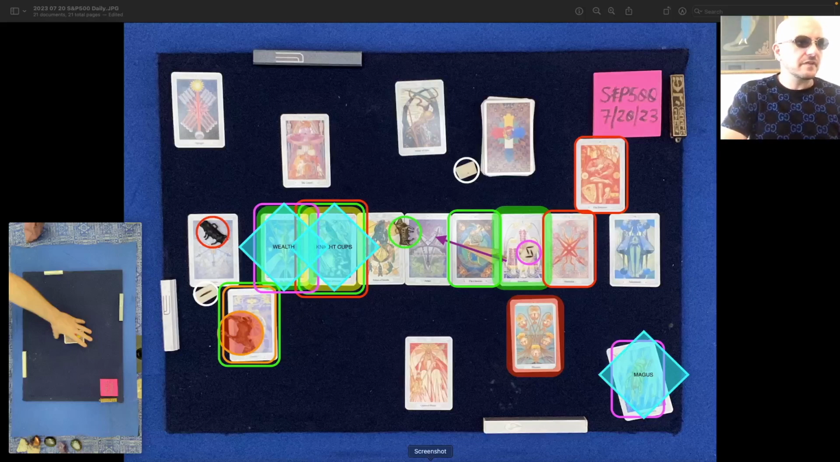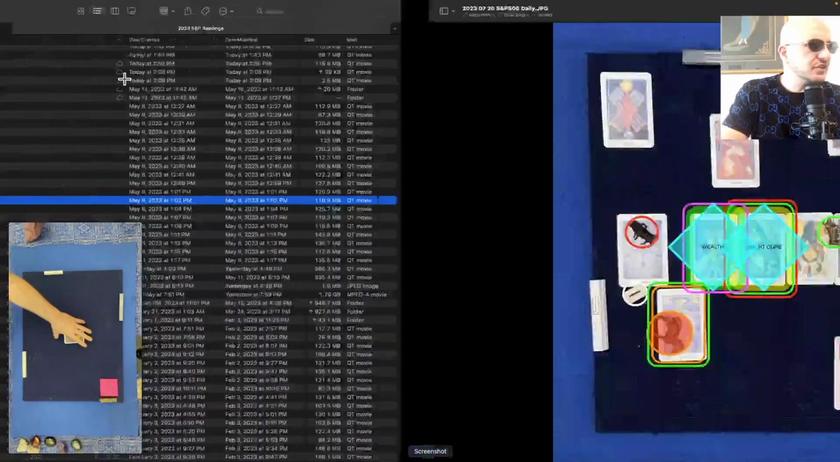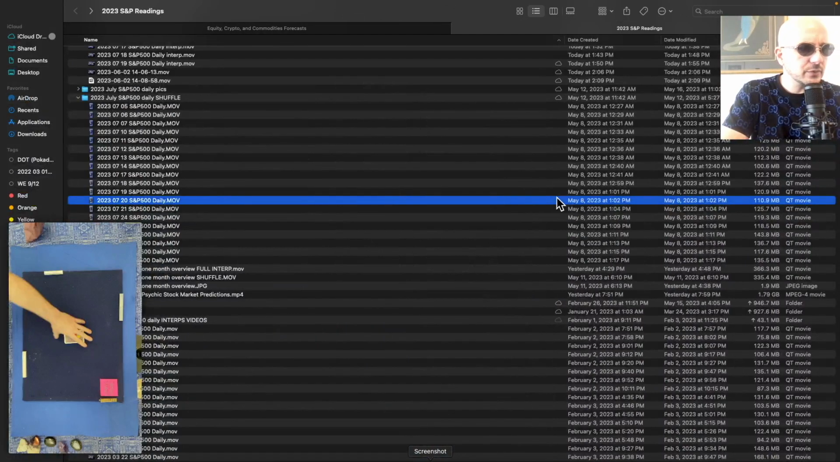This is the S&P 500 one-day reading for July 20th, 2023. It's currently June 2nd, 2023, 2:09 p.m. Eastern Time. And the shuffle file for the July 20th reading was created on May 8th, 2023 at 1:02 p.m. Eastern Time. That's this file right here.